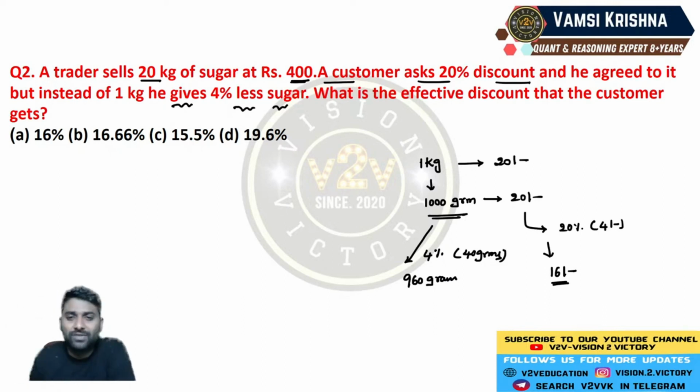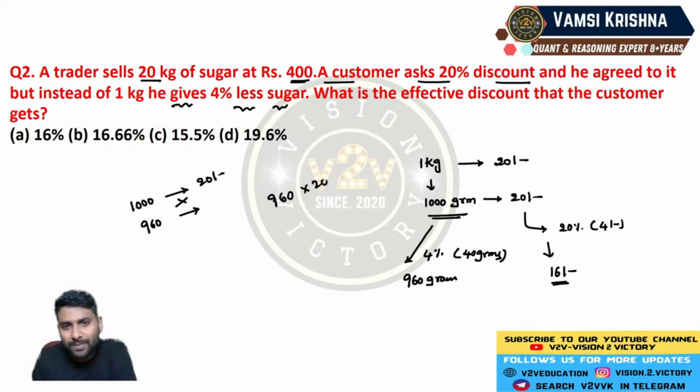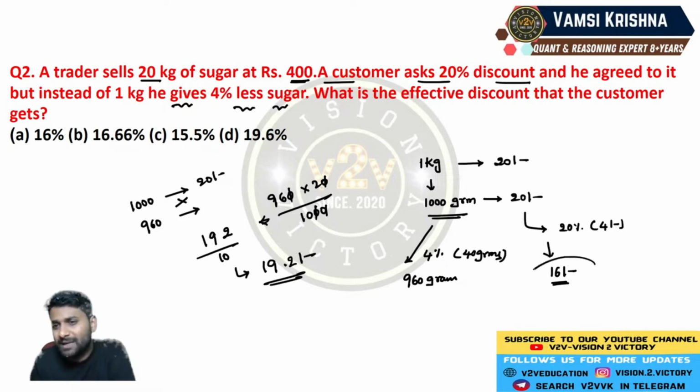Now the question: what is the effective discount? Now you should understand one point. If the cost price of 1000 grams is 20 rupees, what is the price value of 960 grams? Just cross multiply. 960 multiplied by 20 divided by 1000. 96 times 2 is 192, divided by 10. So the cost price of 960 grams is exactly equal to 19.2 rupees.